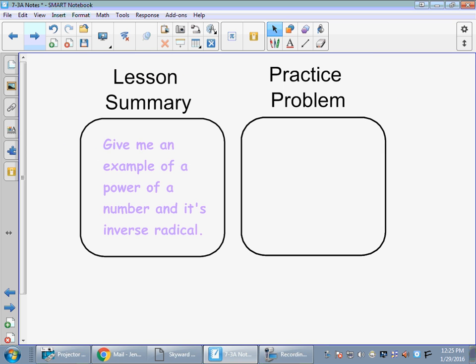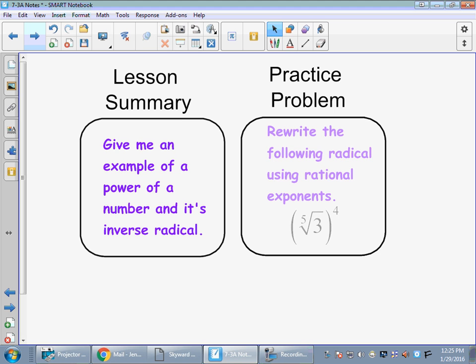So in this section, I want you to give me an example of a power of some number and then its inverse radical. So I want you to do some number raised to a power, give me the answer, and then show me how you would set that up as a radical to do the inverse. And the practice problem, I want you to rewrite that. So I'm giving you the 5th root of 3 to the 4th power. I just want you to convert it to rational exponents.